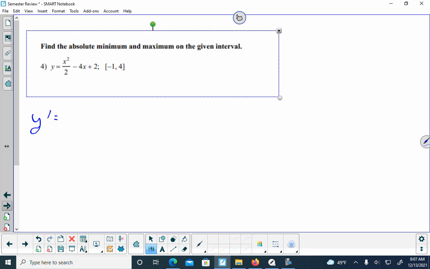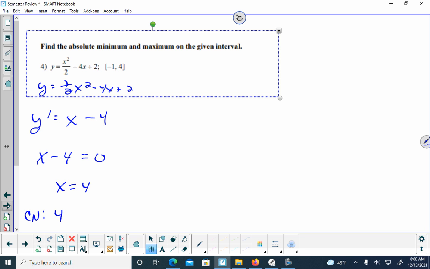So this I can write as 1/2 x squared minus 4x plus 2. So when I take 2 times 1/2, I'm going to get x. To reduce the power by 1, so it's just going to be x minus 4. That's my derivative. Now to find the critical number, I'm going to set it equal to 0, and I'm going to get x is equal to 4. So that's my critical number is 4.